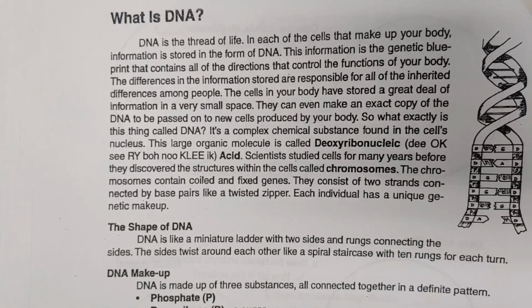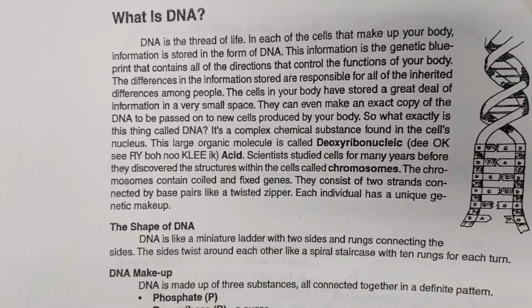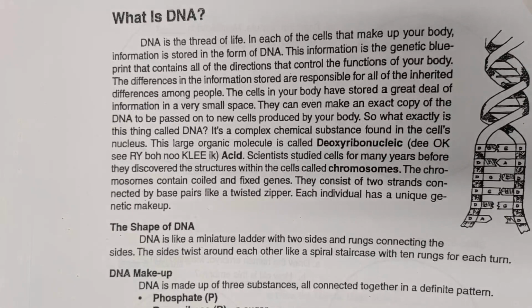The cells in your body have stored a great deal of information in a very small space. They can even make an exact copy of the DNA to be passed on to new cells produced in your body. So what exactly is this thing called DNA? It's a complex chemical substance found in the cell's nucleus. That's important to know: DNA is found in the nucleus of a cell. This large organic model is called deoxyribonucleic acid. Scientists studied cells for many years before they discovered the structures within the cells called chromosomes. The chromosomes contain coiled and fixed genes. They consist of 2 strands connected by base pairs like a twisted zipper. Each individual has a unique genetic makeup.